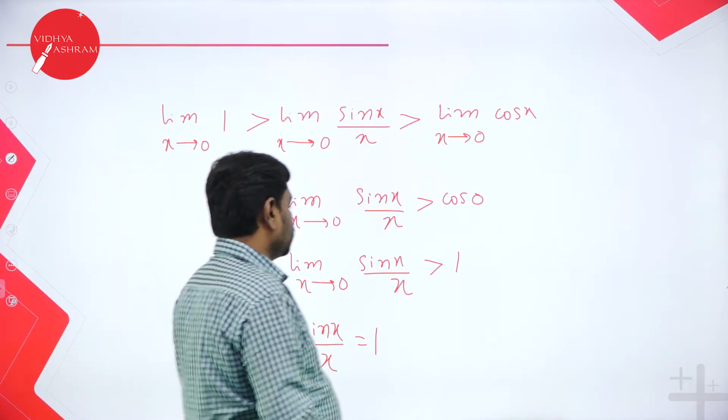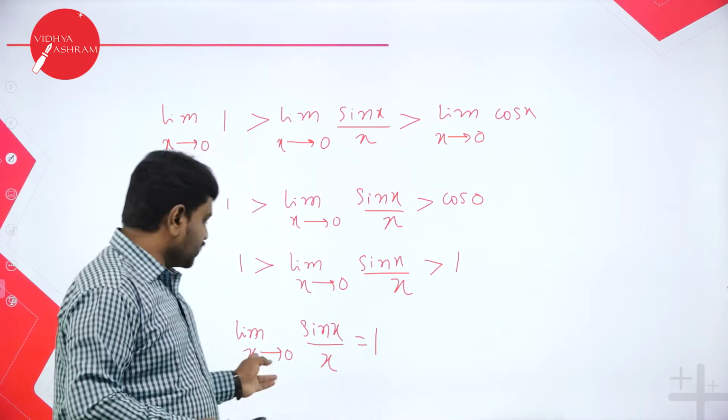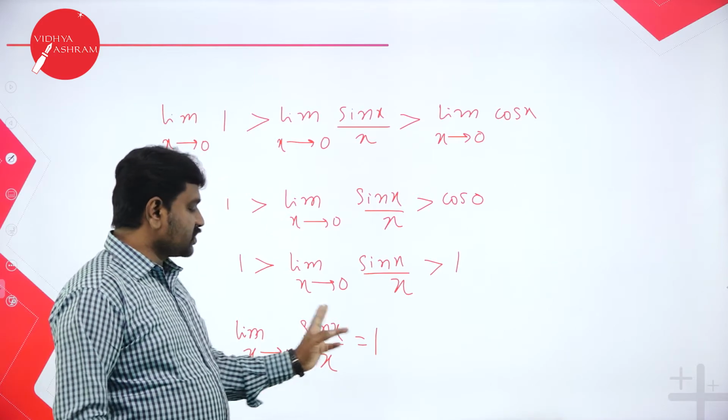So therefore, what is the conclusion? We call this the sandwich theorem. So we got the value. Limit x tends to 0 sin x by x lies between 1 and 1. Therefore, the answer is 1. Limit x tends to 0 sin x by x is 1.